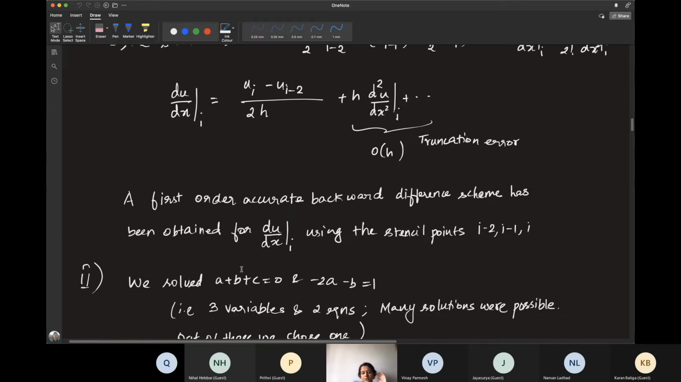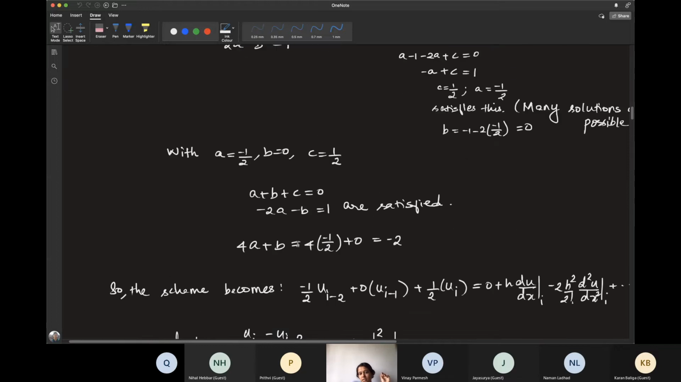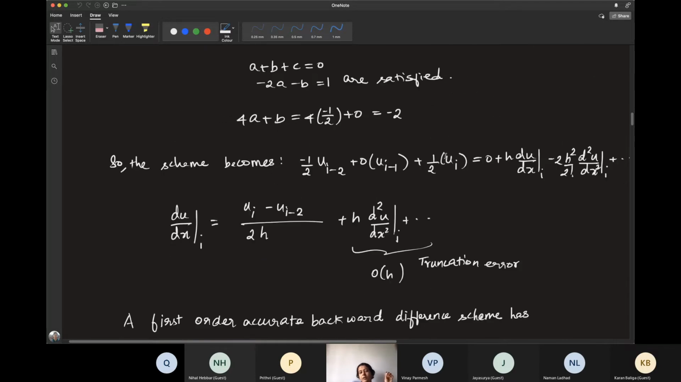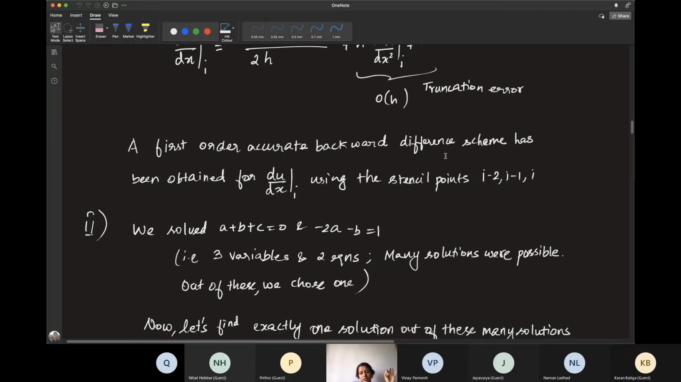Right now we have solved only a plus b plus c equals 0 and minus 2a minus b equals 1. You can see that we have three variables over here and we only have two equations, and we already saw that multiple solutions are possible for this expression. So instead of choosing some random solution out of the multiple solutions, we choose that one solution by trying to improve the accuracy.